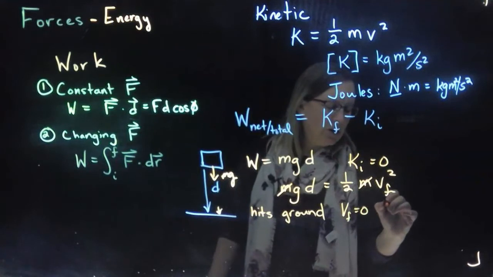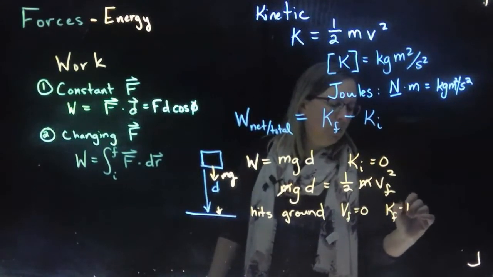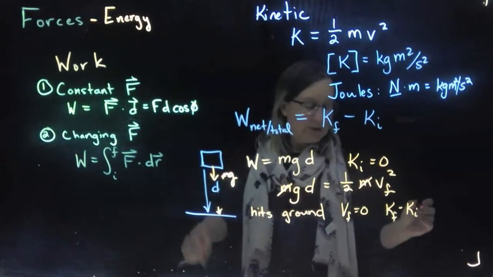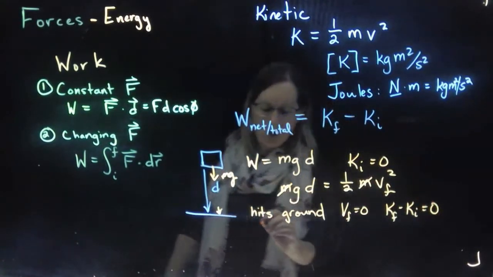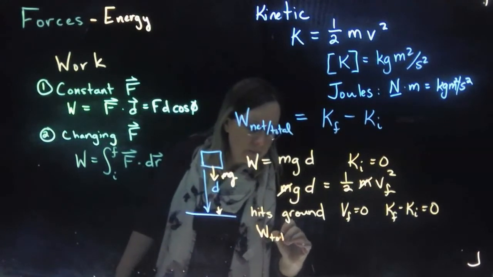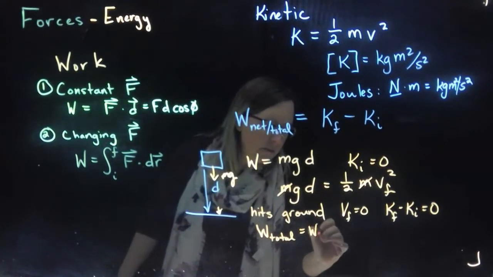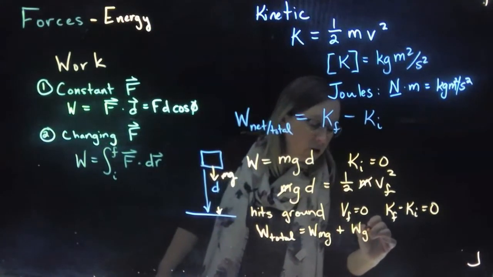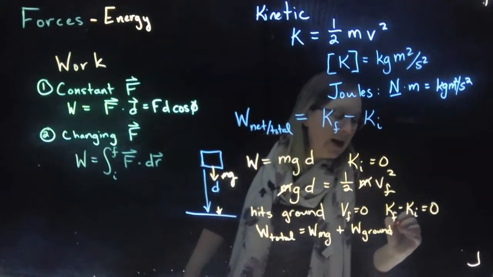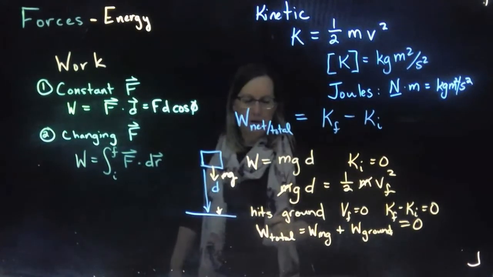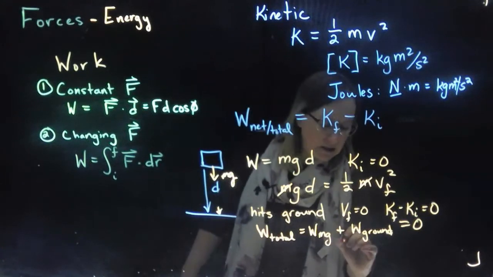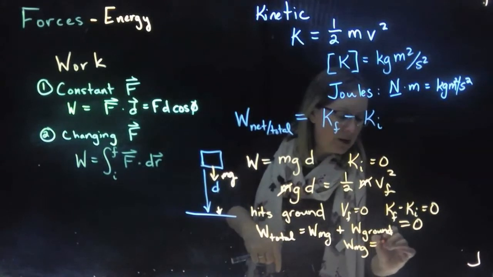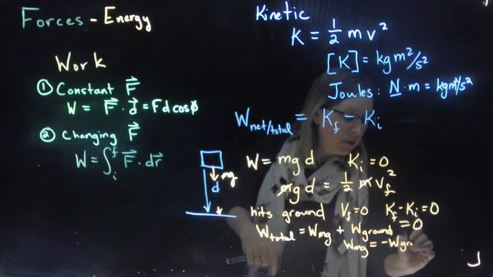So our change in kinetic energy, final minus initial, went from 0 at rest to being at rest once it's hit the ground, so that would be 0. So our total work would be the work done by the weight, the work done by gravity, plus the work done by the ground to slow it and stop it. And that must be equal to 0. So that says that the work done by the weight, which is this mg times d, must be equal to negative the work done by the ground.